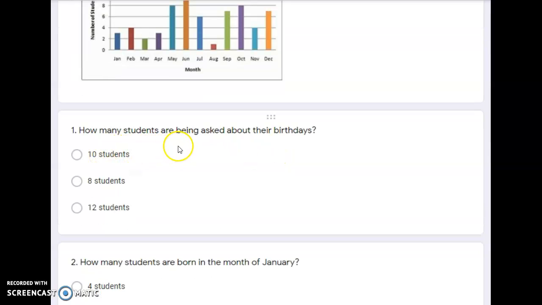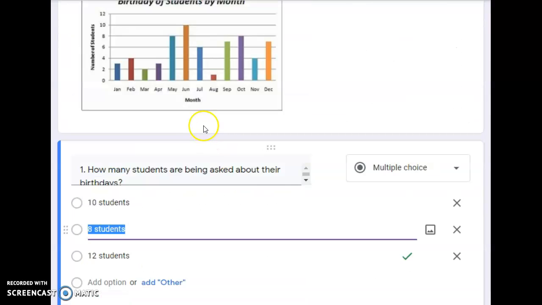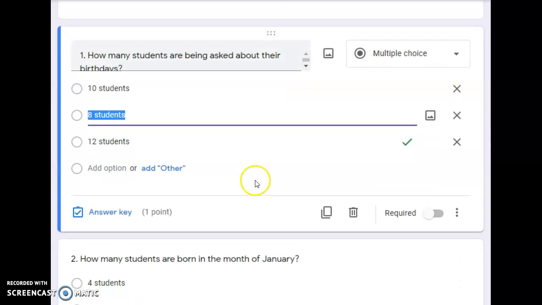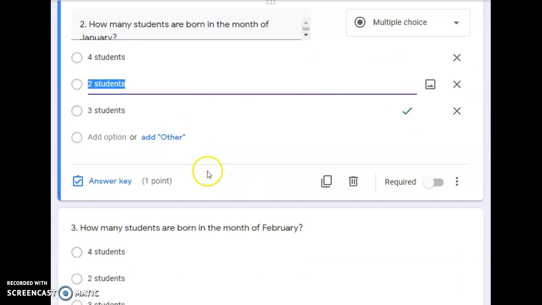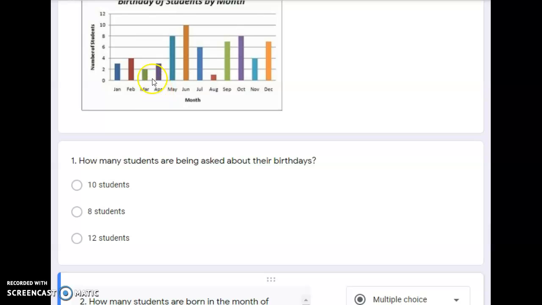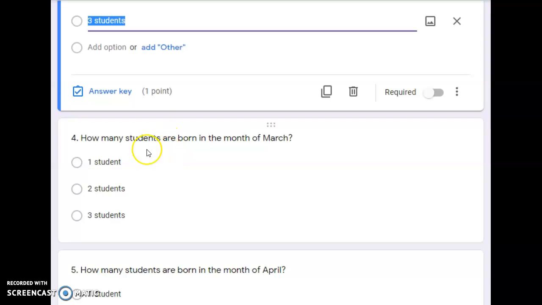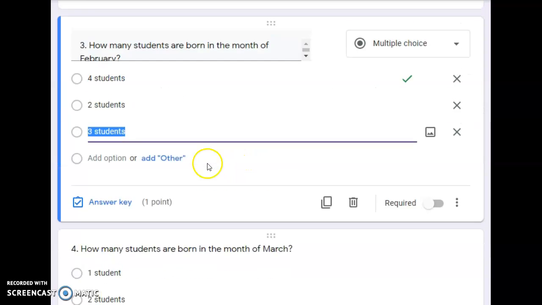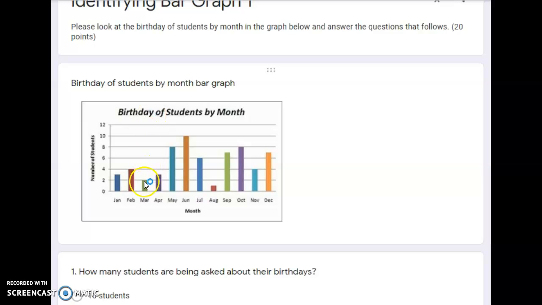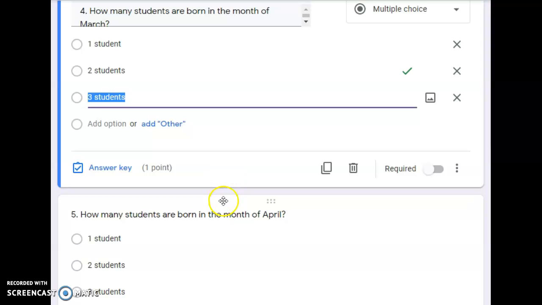Okay. So how many students are being asked about their birthday? So there are 12 students. So the answer is 12. How many students are born in the month of January? So if you look at January, there are 3 students, right? So how many students are born in the month of February? So if you go back, there are 4 students. So the answer is 4. How many students are born in the month of March? March. So if you look here, there are 3.